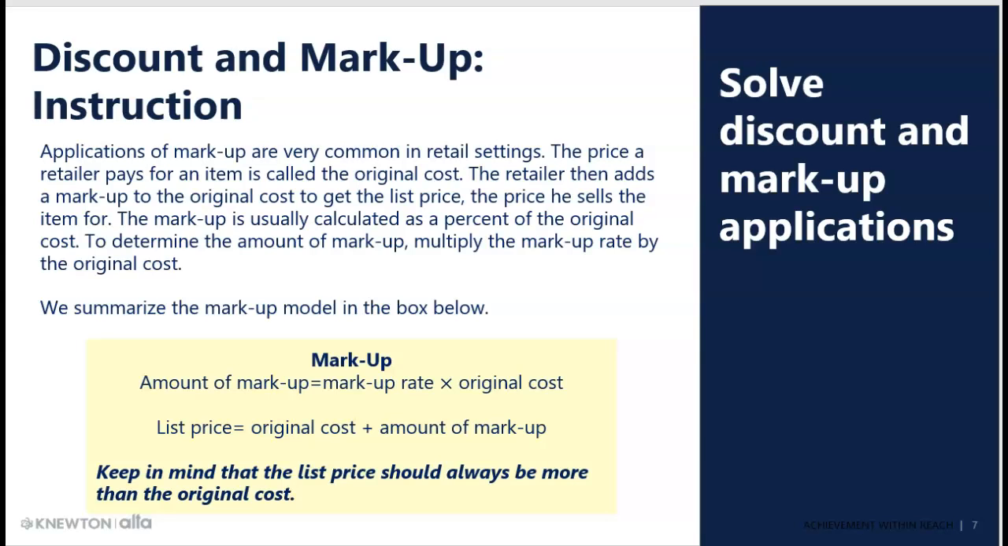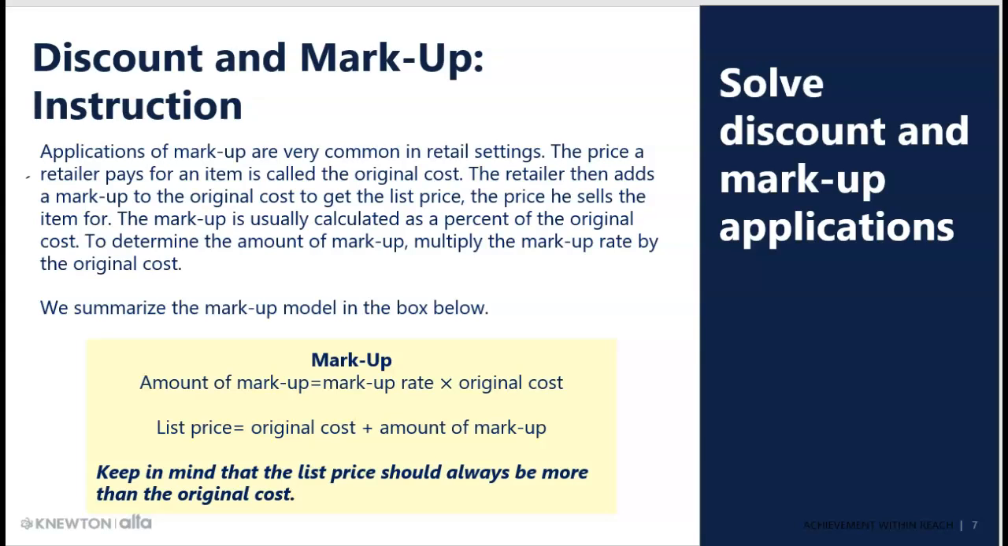So, applications of a markup. You buy something wholesale, you mark it up to sell it at a profit. The retailer pays wholesale price, pays an original cost, and then they have to add a markup to get a price to sell it at to make some money. So, it's usually a percent of the original cost. And to determine the amount of a markup, you multiply the markup rate by the original cost.